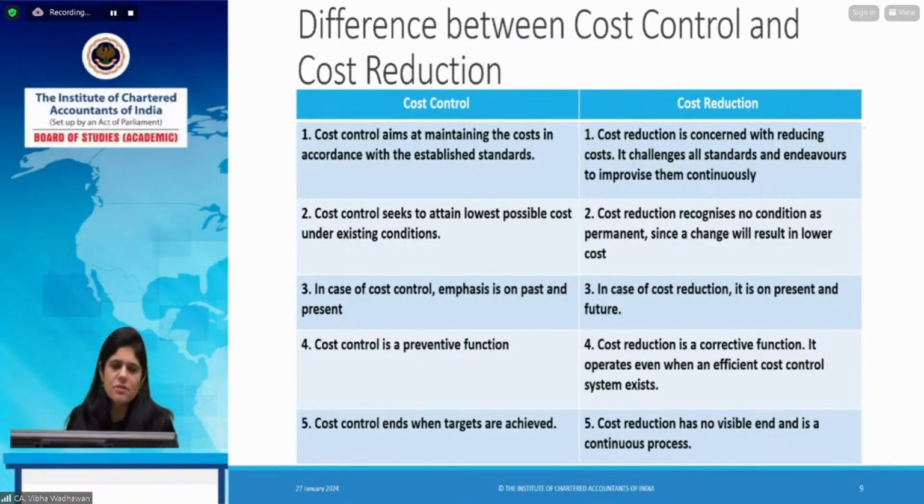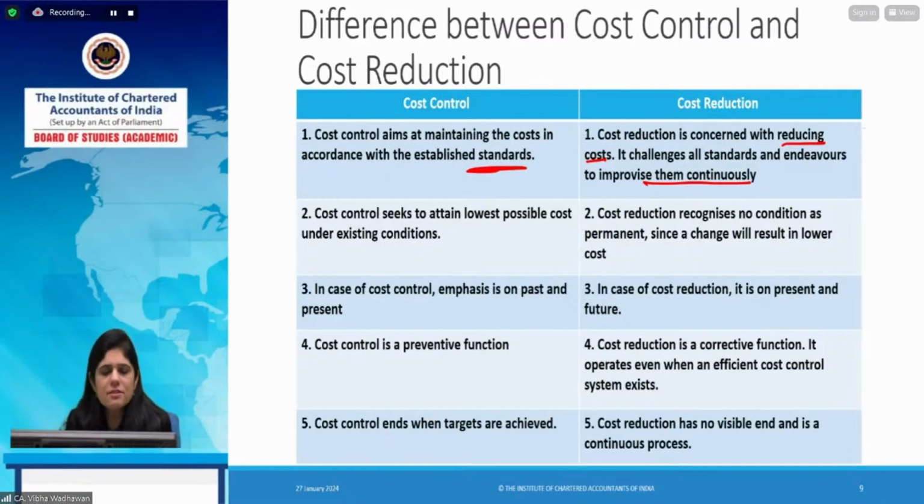So let us understand what exactly it is. Cost control aims at maintaining the cost in accordance with established standards. So for cost control, standards are more important. So they follow the standards. Cost reduction is concerned with reducing cost. It challenges all standards and endeavors to improve them continuously. They don't follow any targets. They don't focus on any predetermined standards.